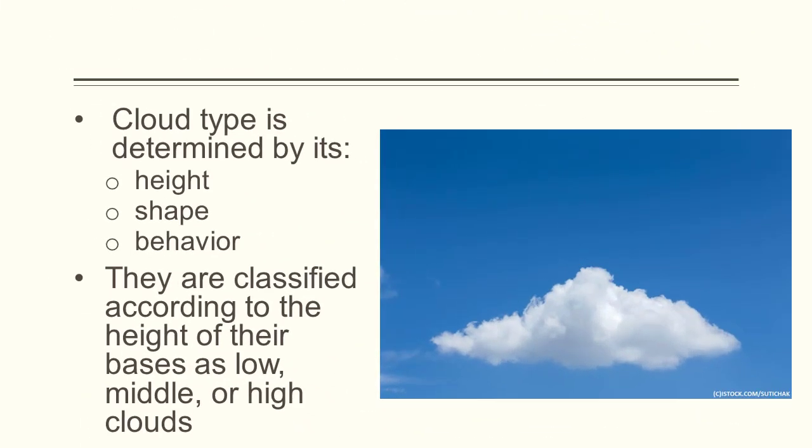FAA restricts drones to flying at 400 feet or less. Therefore, clouds are rarely an issue. However, the remote pilot could occasionally encounter clouds. Cloud type is determined by its height, shape, and behavior. They are classified according to the height of their base as low, middle, or high clouds.